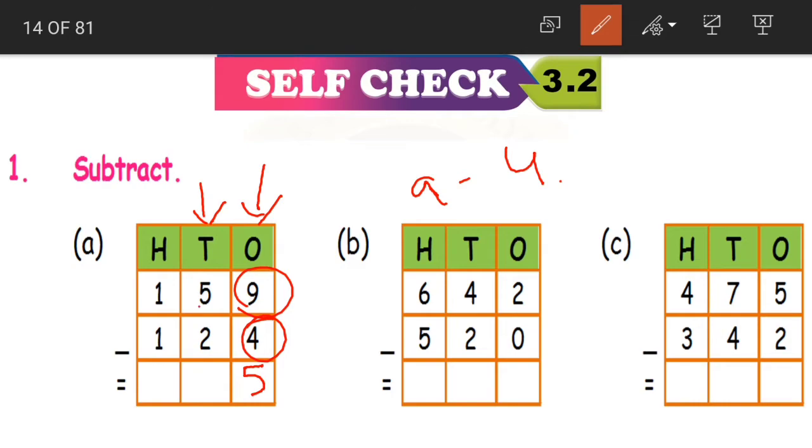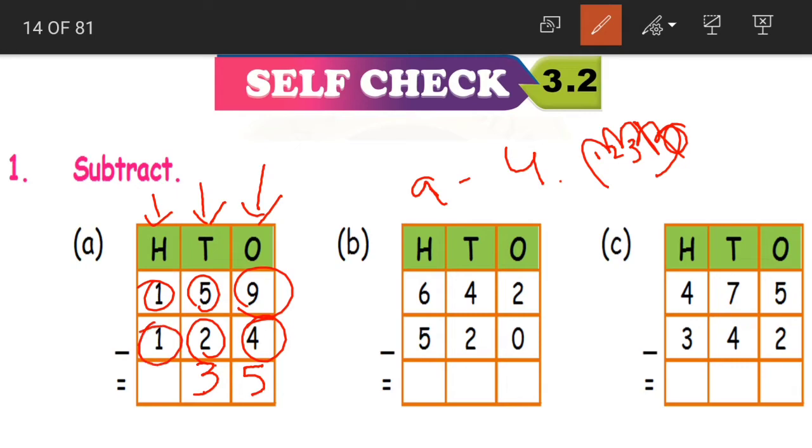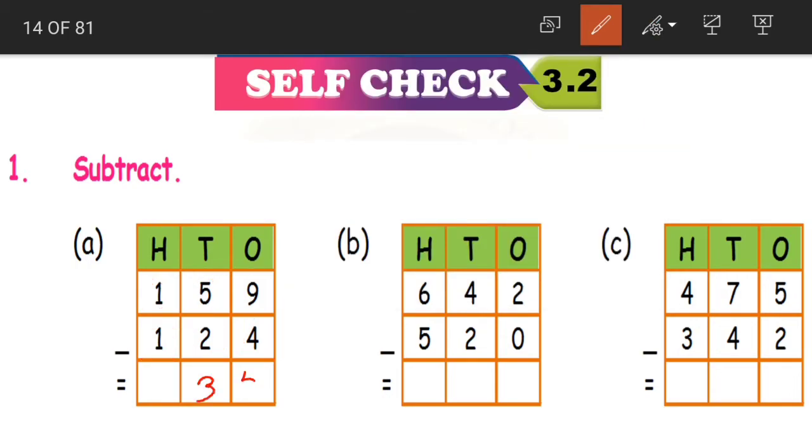Now moving on to the tens place. 5 minus 2. Again children, open 5 fingers and close 2. How many will you be remaining with? 1, 2, 3. So 5 minus 2 is 3. Now coming to the hundreds place, 1 minus 1. We know, right children, when we subtract a number from itself, the answer is what? 0. Yes, 1 minus 1 is equal to 0. So what is our final answer for question A? 35. Yes, 159 minus 124 is equal to 35.